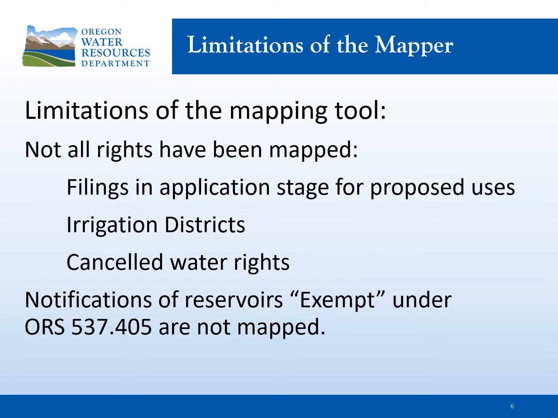Another limitation of the mapping tool is that not all water rights have been mapped. Examples of rights not mapped are filings that are in the application stage for proposed uses, water rights managed by an irrigation district, as they are subject to frequent changes, and canceled water rights. In addition, certain reservoirs or ponds for which notifications were submitted to the department are not mapped. These ponds and reservoirs are referred to with a P prefix to designate the filing as an exempt pond.